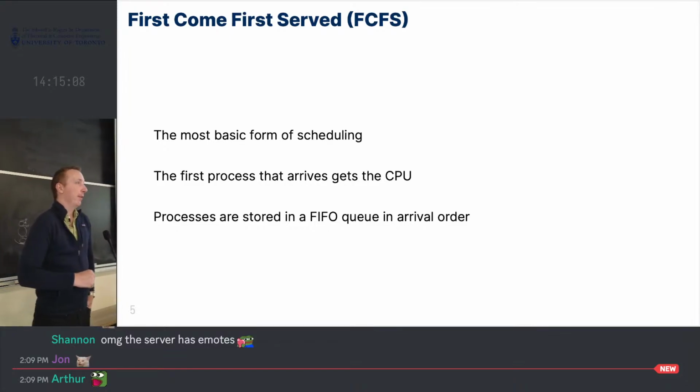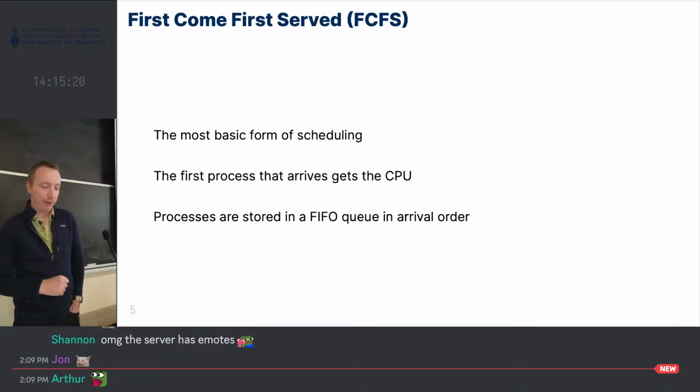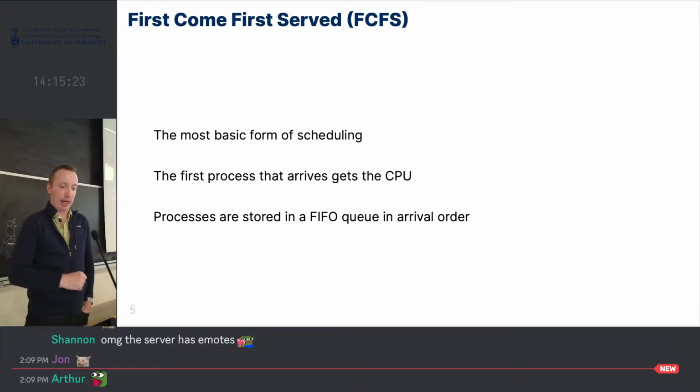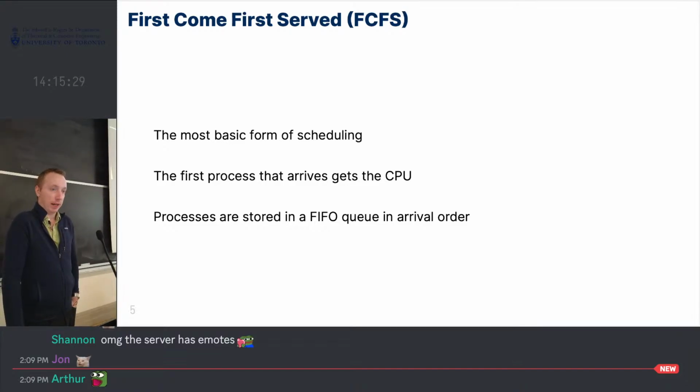So the first type of scheduling is what everyone has probably encountered if you've ever gone to any fast food restaurant or anything ever. It is first come, first serve. So you are in a line. The first process that arrives gets the CPU, and then the processes get stored in a first in, first out queue based off their arrival order.